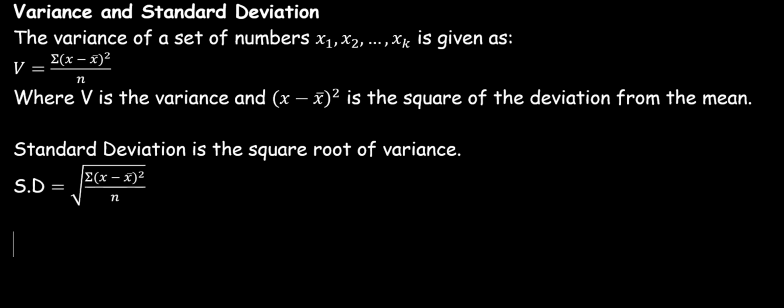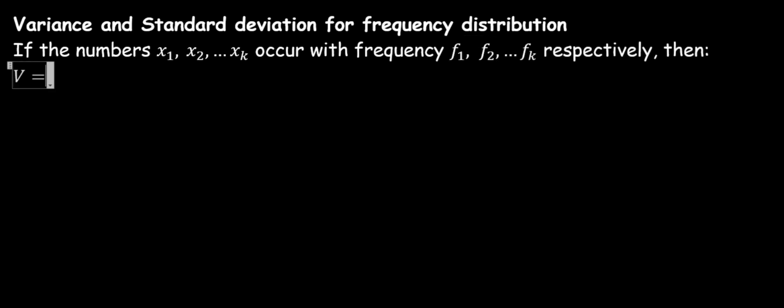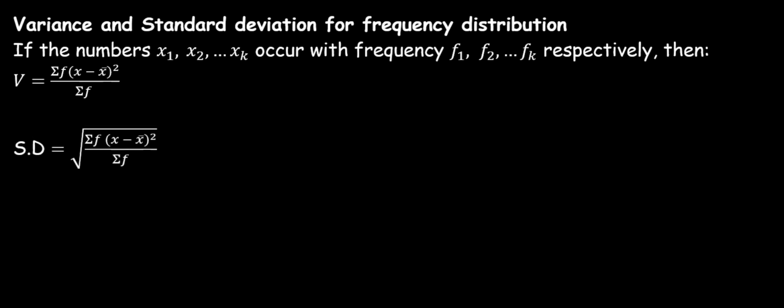Variance and standard deviation for frequency distribution. If the numbers x1, x2, on and on up to xk occur with frequency f1, f2, on and on up to fk respectively, then variance V will be equal to summation of f times bracket open x minus x bar bracket close squared divided by summation of f, and standard deviation SD is equal to the square root of the quoted variance above. Let's take some examples to buttress the formulas.